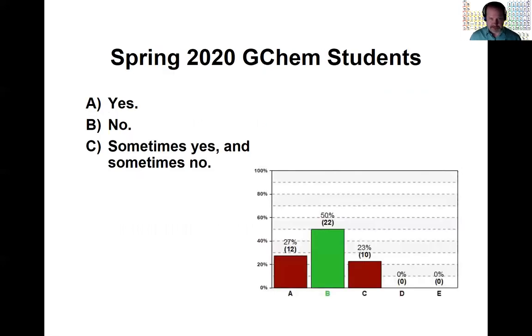Now, this is what my students picked. This is basically two-thirds of the way through second semester of general chemistry, and they still didn't quite understand that, but at least half of them did.